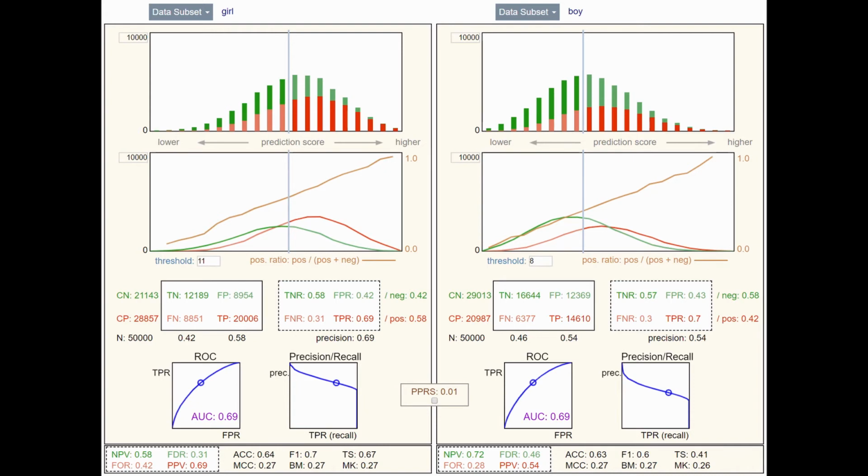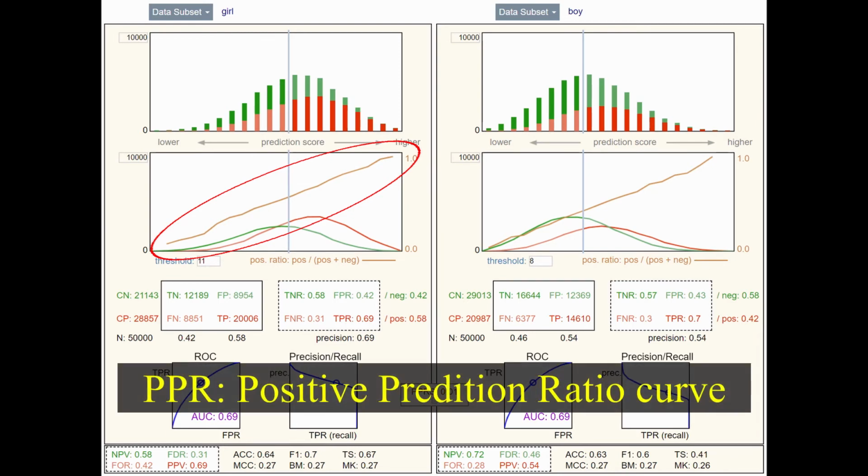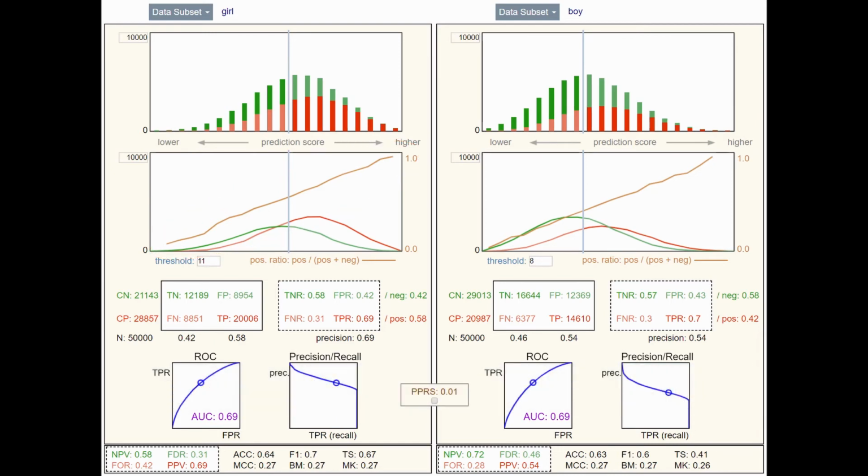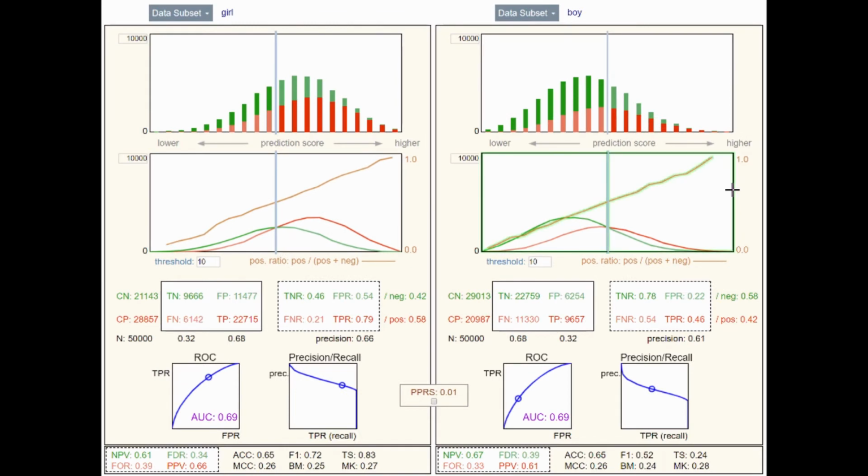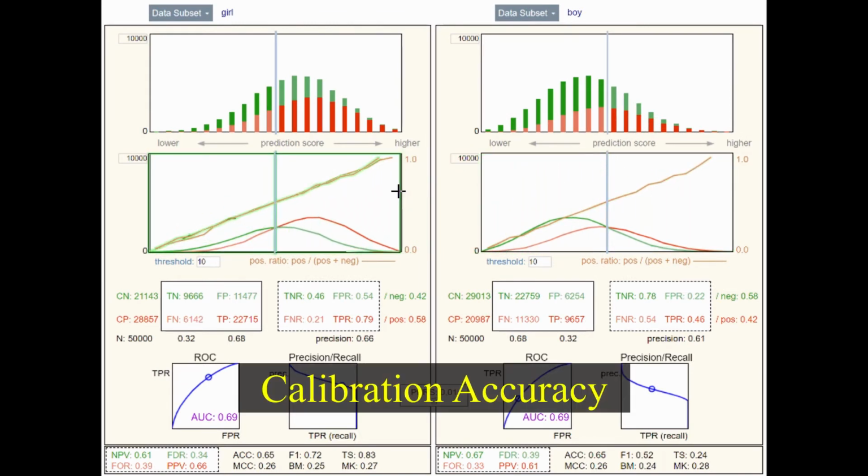Here's another way to look at the different distributions of girls' and boys' preferences. The tan curve shows the fraction of apple preference at each prediction score. That's called the positive prediction ratio curve, or PPR curve. Amazingly, even though the locations and sizes of the green and red preference distributions for girls and boys are very different, their PPR curves are the same. This is called calibration accuracy.